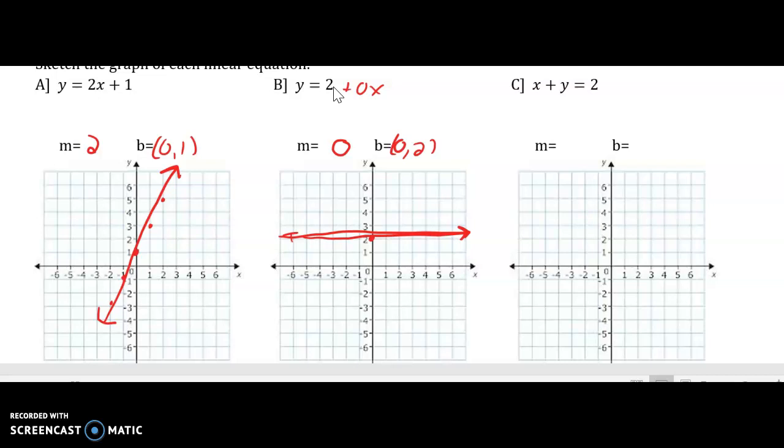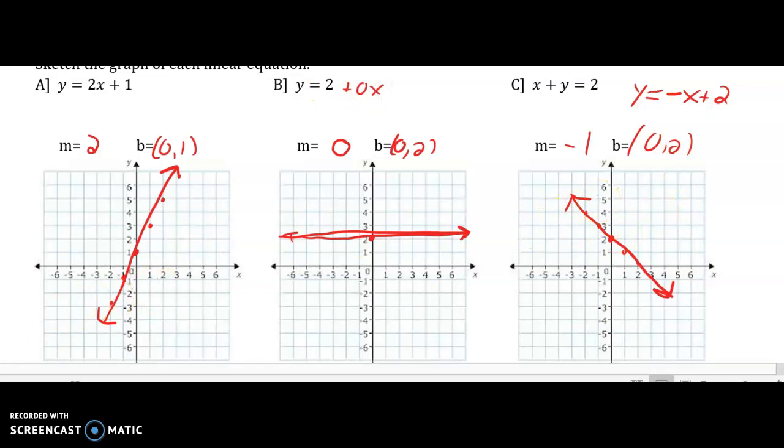Over here, before we do anything, it's not in y equals mx plus b form, so we have to move the x to the other side. Then our y-intercept is (0, 2), so I can go up 2 and put my point. My slope is -1. That means I go down 1 and to the right 1, down 1 and to the right 1, or up 1, left 1, up 1, left 1. Then I will draw my line. So there are some examples of graphing.